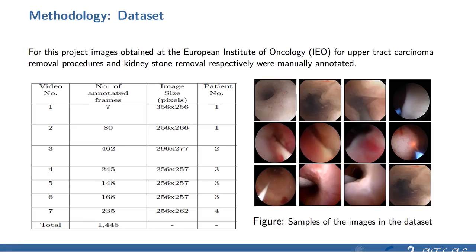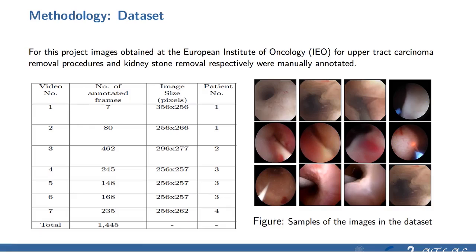For this purpose, we collected an image dataset from ureteroscopic procedures. The videos were obtained from the European Institute of Oncology here in Milan, and these videos consist of upper tract carcinoma removal. In total, we collected 7 videos from 4 patients, and here I'm showing some samples of the image data that we collected.